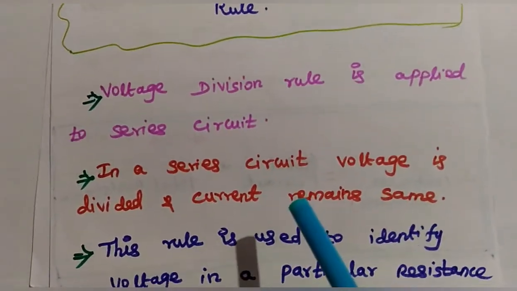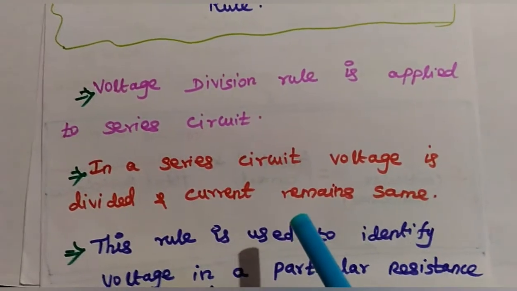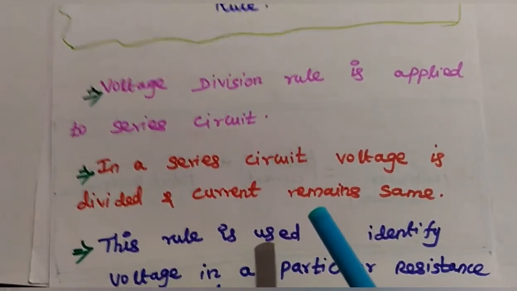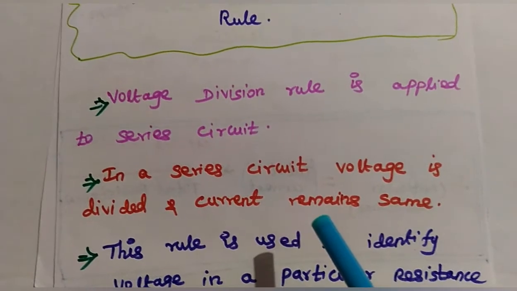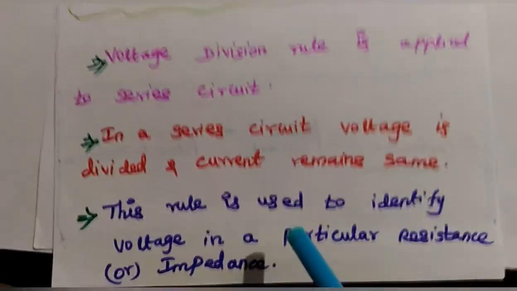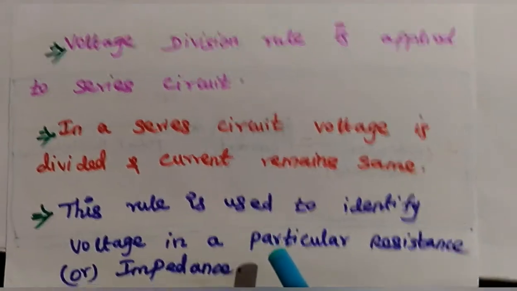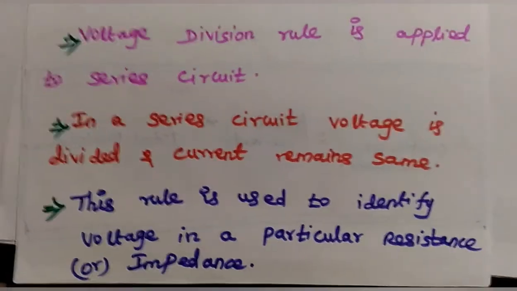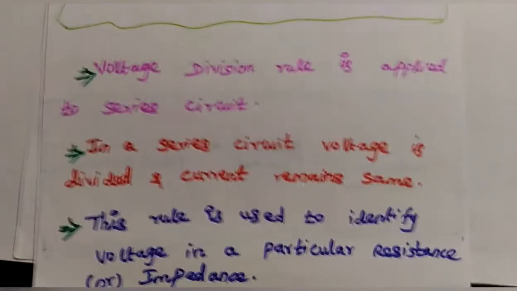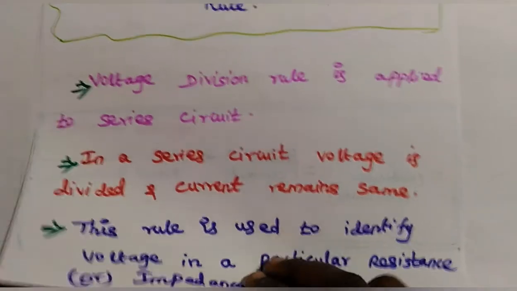So in a series network, the voltage is divided and the current remains the same, but in the previous one, the current will be divided and the voltage remains the same. And this rule is used to identify the voltage in a particular resistance or impedance. So this is the voltage divider rule, right?